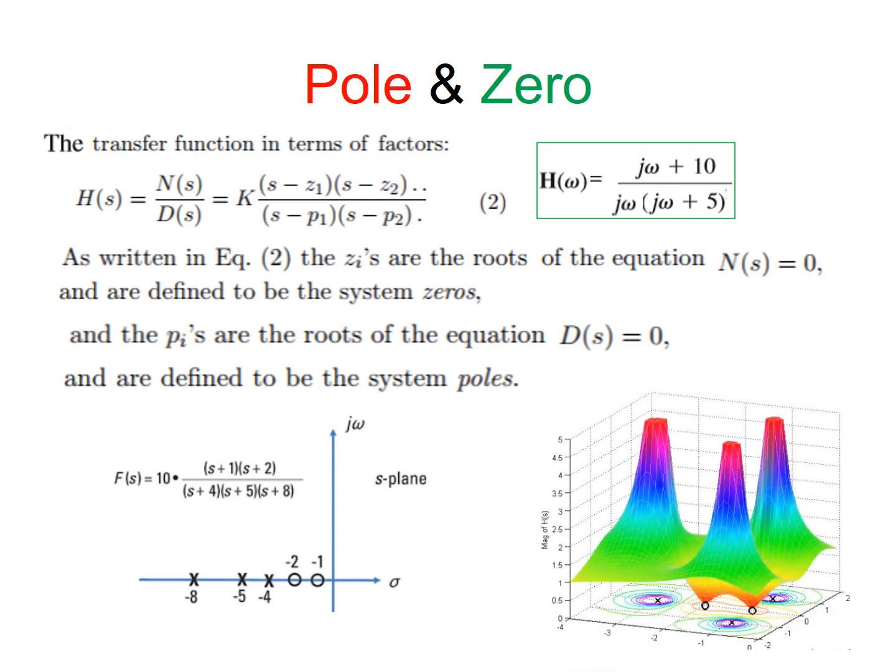And a 3D view could be something like this. These are zeros, and these are the points of poles. So I have a pole here and a pole here. This is just to give you an idea of what a pole and a zero are.